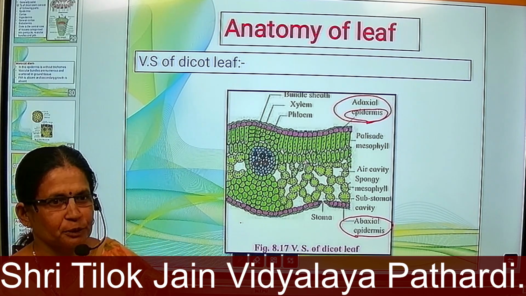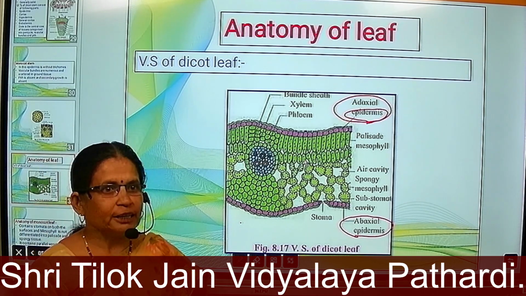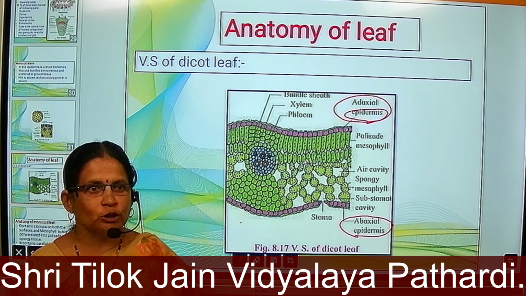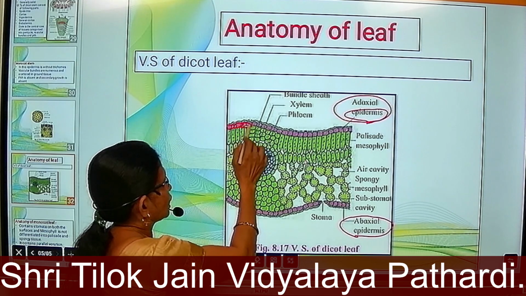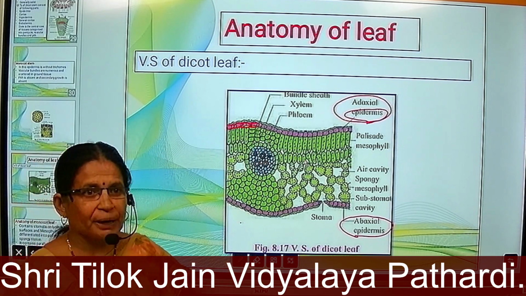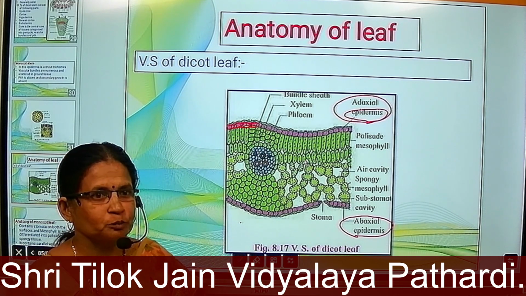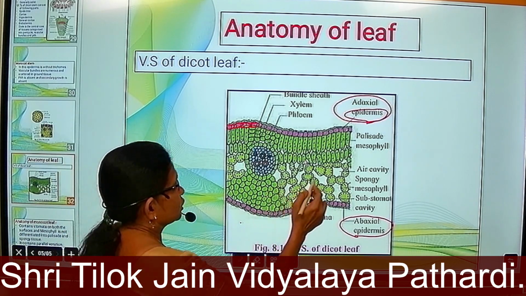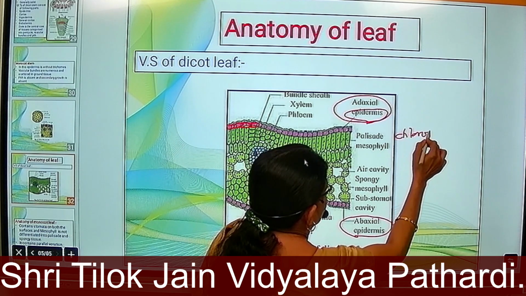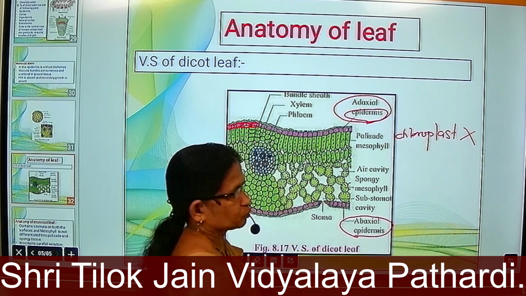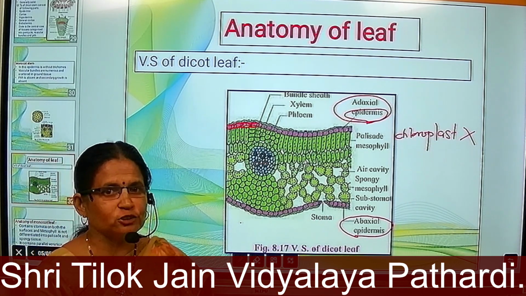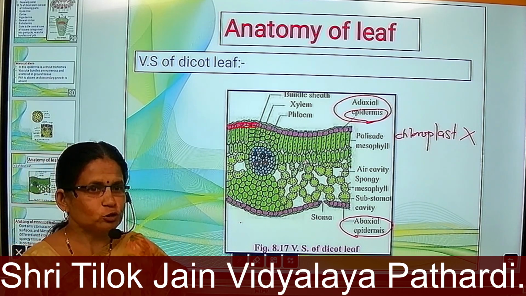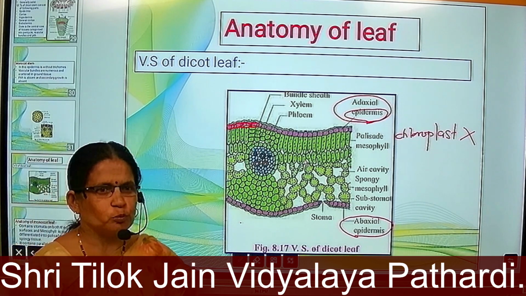The upper epidermis consists of a single layer of tightly packed rectangular, barrel shaped cells. These are compactly arranged parenchymatous cells which are devoid of chloroplast. Here the chloroplast is absent, and a distinct layer of cuticle lies on the outer side. Stomata is generally absent in the upper epidermis of the dicot leaf.